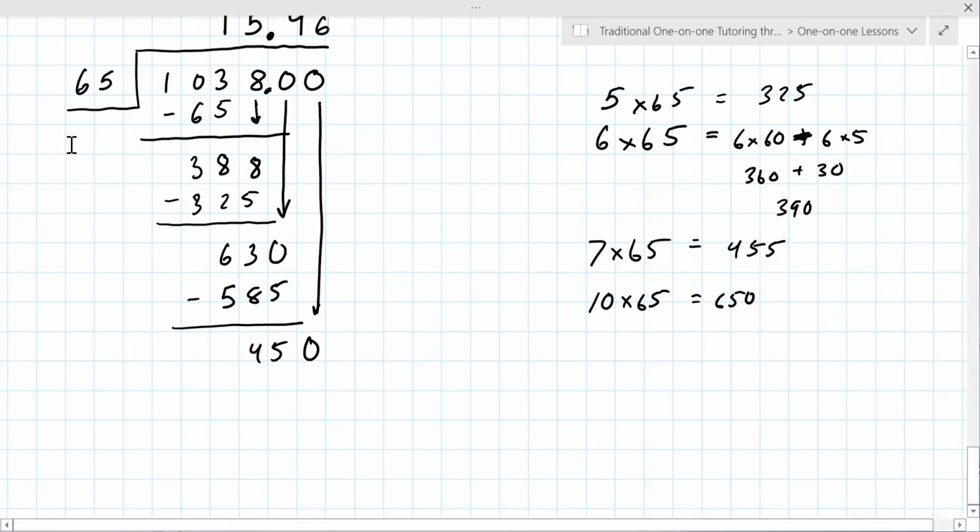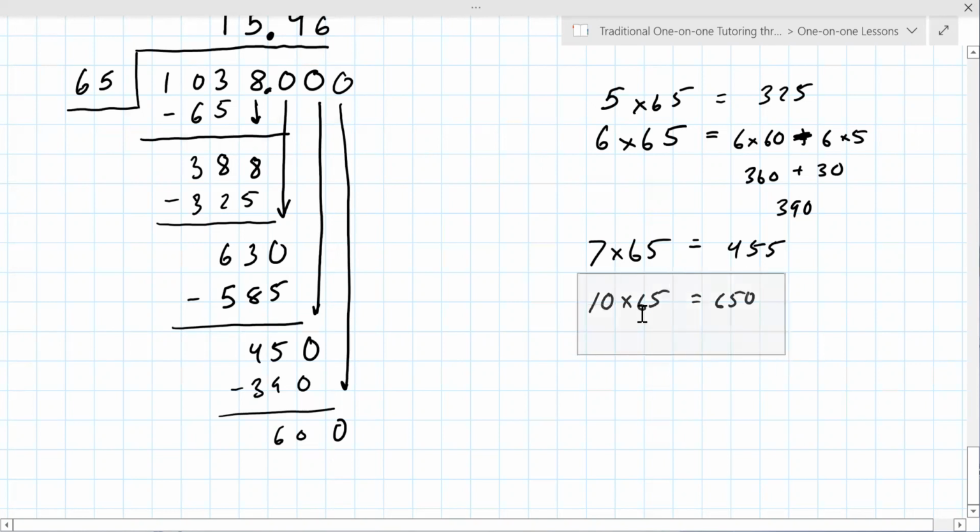6 times 65 is 390. Subtract and get 60, and then you can bring down yet another 0. And you might be thinking, why do I need to bring down another 0? It's because you're supposed to round to the nearest 100th, so you need that next position. So we have to figure out what this one here is.